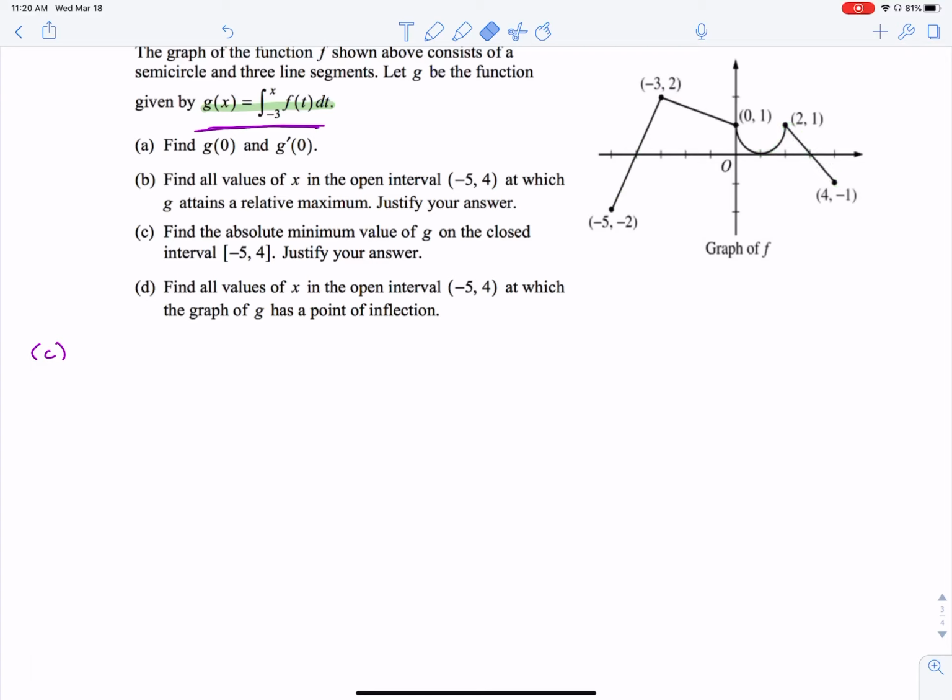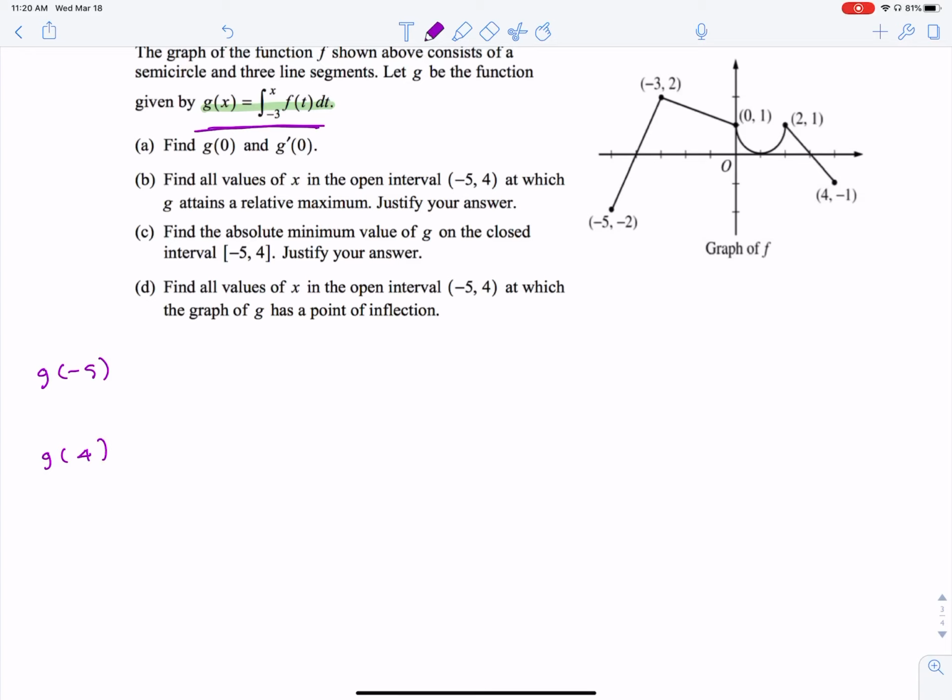Okay, so absolute minimums, absolute maximums. We've talked about this before. Absolute minimums and maximums occur at either endpoints or critical values. So let's go through and look at our possible values. So there's our endpoints. So we need to know what is G of -5. That's an endpoint. We need to know what is G of 4, because that's the other endpoint.